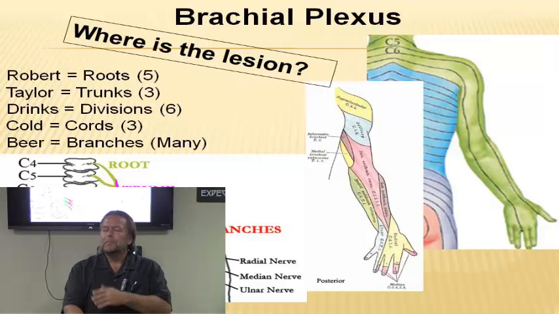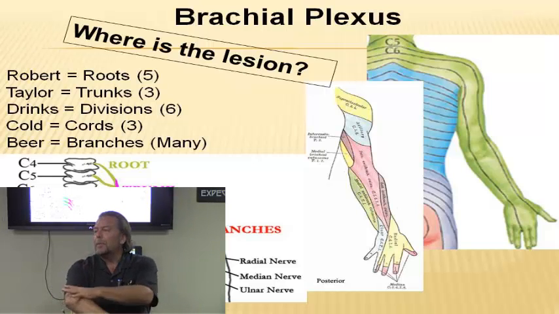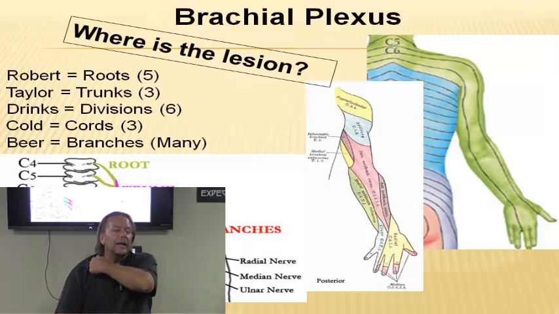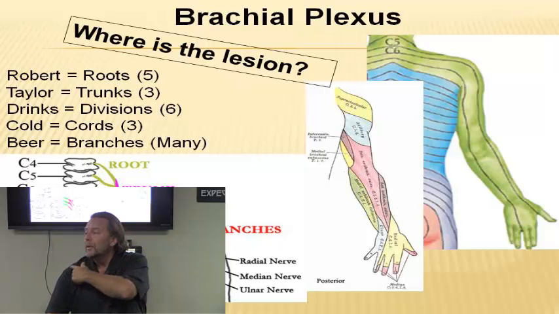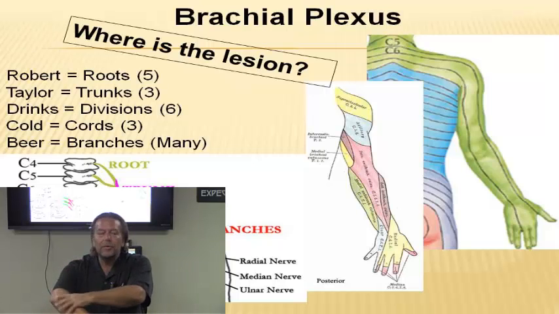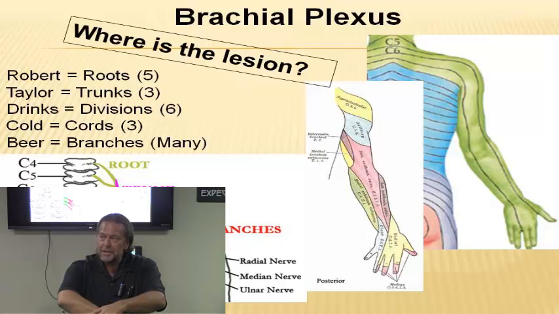But if somebody says, doc, I got this numb area on the back of my hand like this, I'd say, you know, that's probably in the brachial plexus around here, because that's blocking off a number of different root origins. Okay, does that make sense?